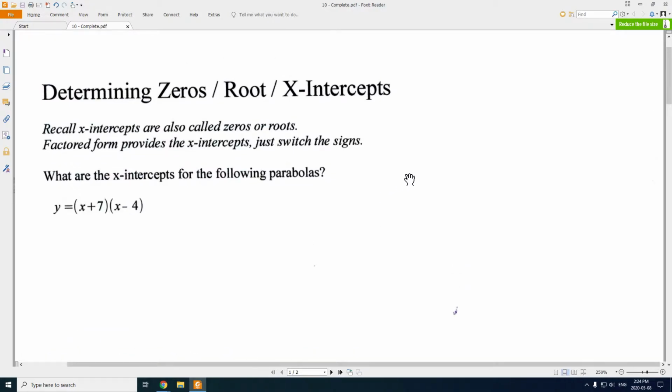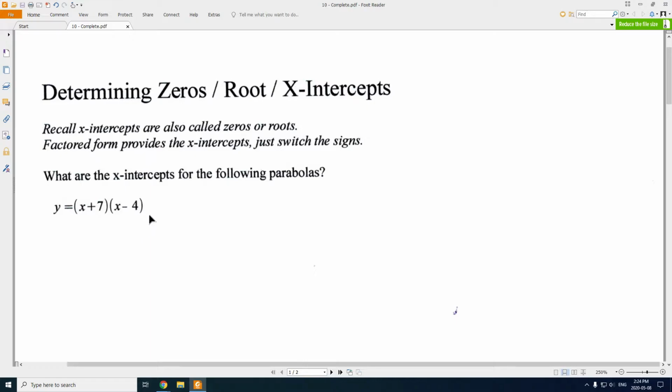So first of all, a few reminders. First of all, recall that x-intercepts are also called zeros or roots. So I might say x-intercept, I might say root, I might say zeros. Those all mean the exact same thing. It just describes at what x values does your parabola hit the x-axis. And that usually happens twice, but it could happen once if your parabola sits on the x-axis, or it could happen none. You know, if your parabola is sitting above the x-axis and it opens upwards.